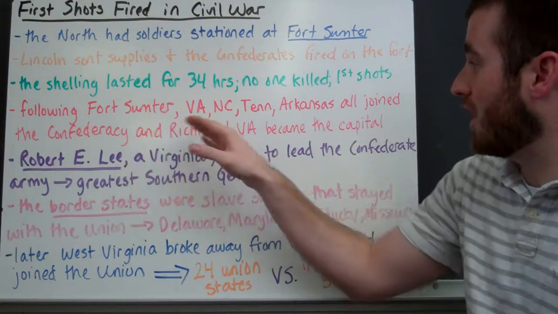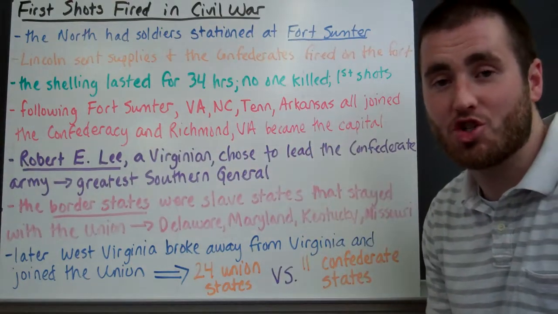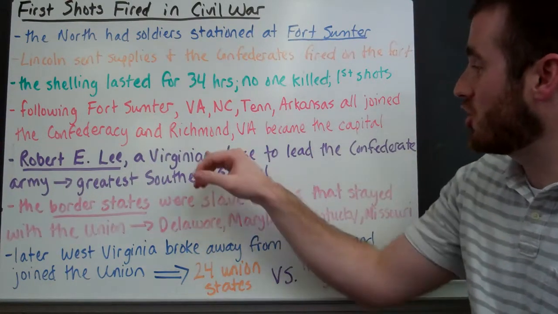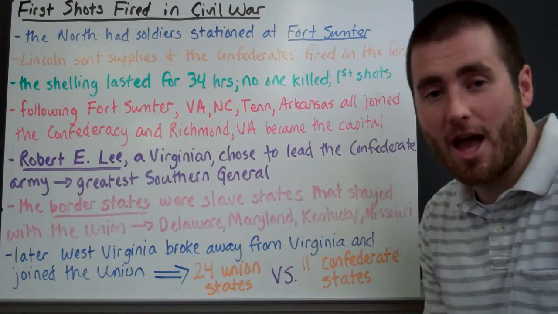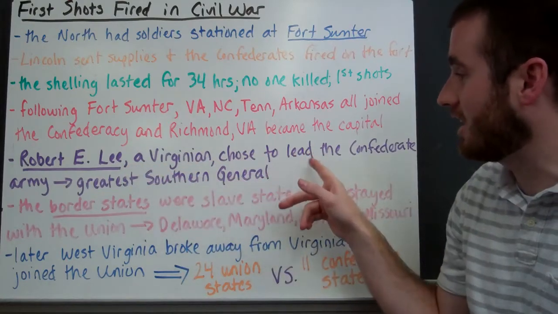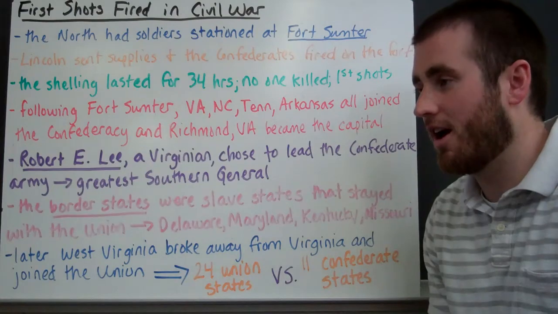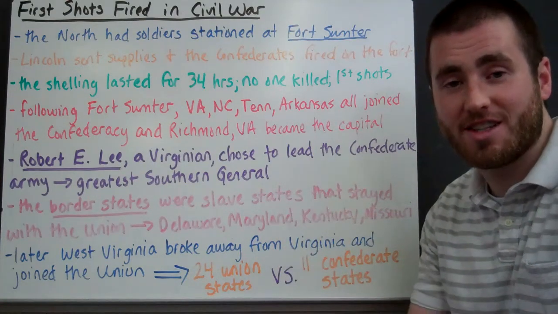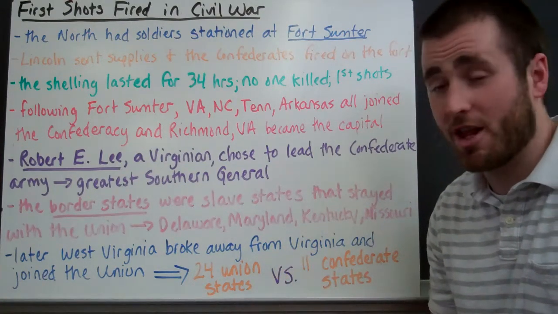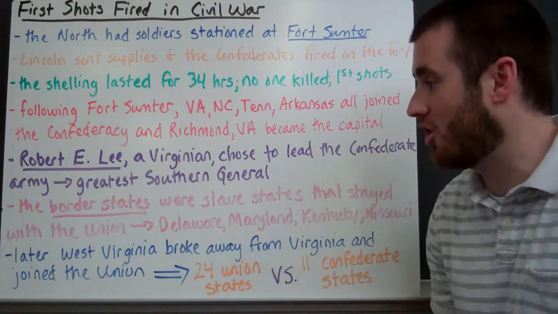But following Fort Sumter, you had 4 states that left: Virginia, North Carolina, Tennessee, and Arkansas all decided to join the Confederate States of America, and they chose Richmond, Virginia as the capital of their new nation. Robert E. Lee was elected to lead the Confederate Army, and he was basically the greatest Southern general. He lived in Virginia. When his state seceded, he decided to team up and was offered that position, and he took it. It was a great honor to be considered the commanding general of such a large army.